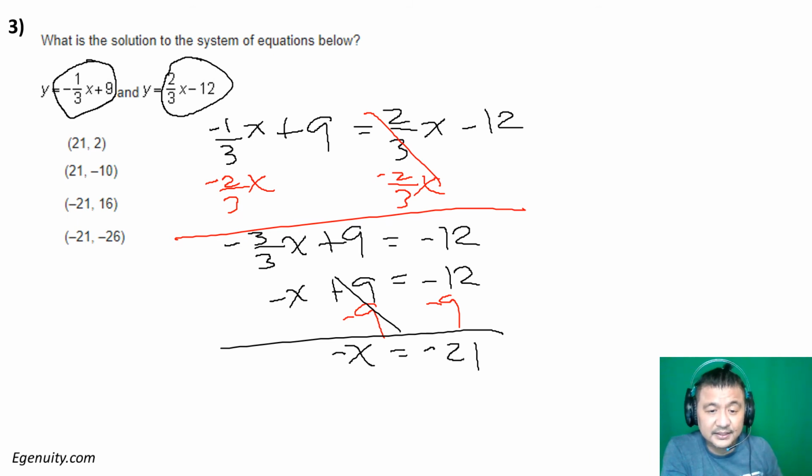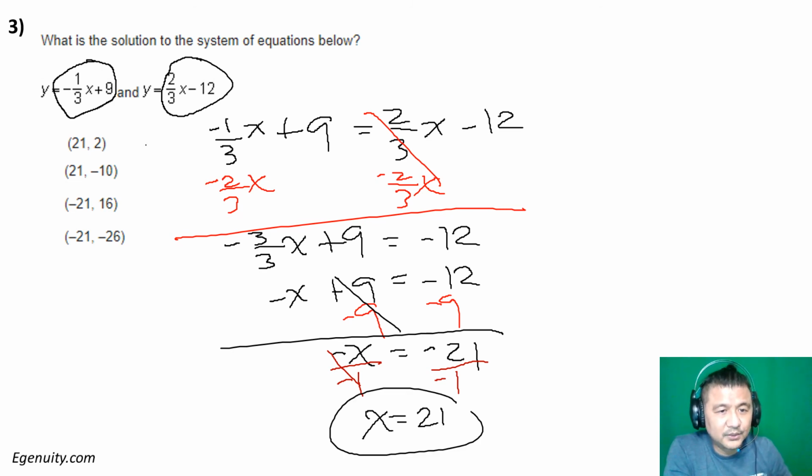But x is negative. How do I get rid of that? Divide it by negative 1, divided by negative 1. That cancels out. X is equal to positive 21. All right, so positive 21 could be this or this, but not this.